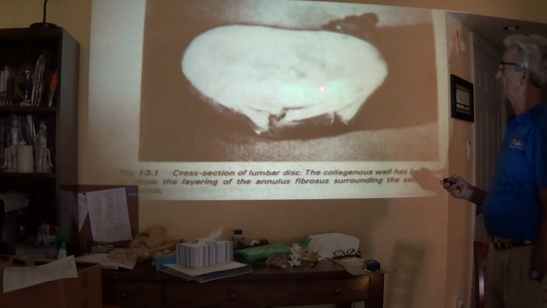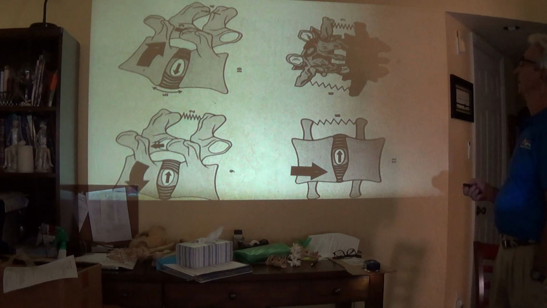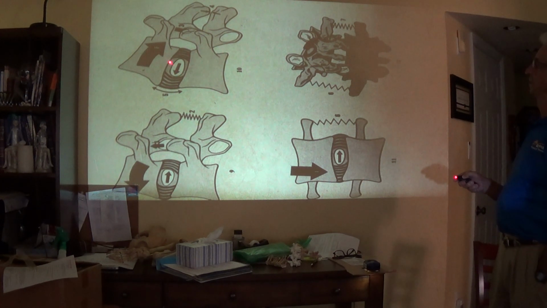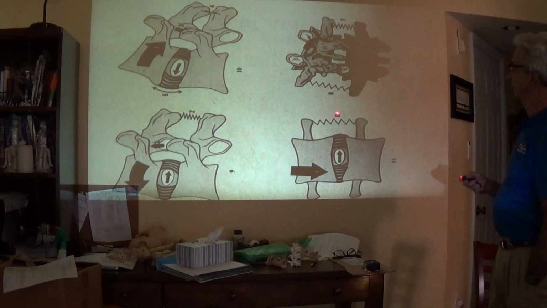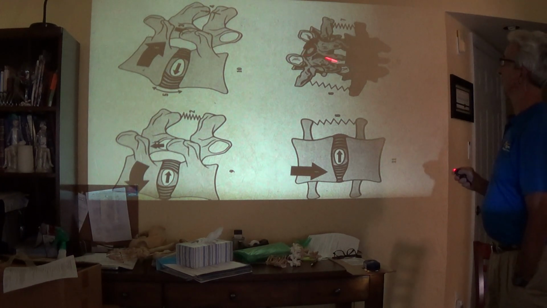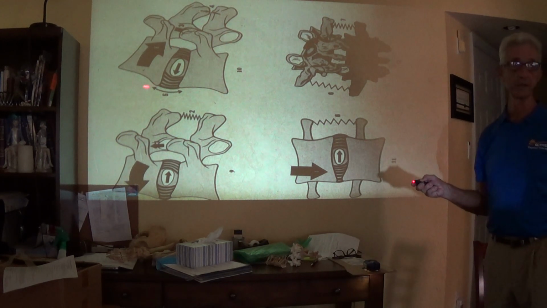So this particular drawing out of Kapandji just shows how the disc is, this is upside down, but when you have flexion occurring like here, this is sideways, you'll have annular movement going this way. Extension, it goes this way. Side bending goes one way, side bending the other goes the other way. And this kind of thing actually happens until you're about 30 years old.